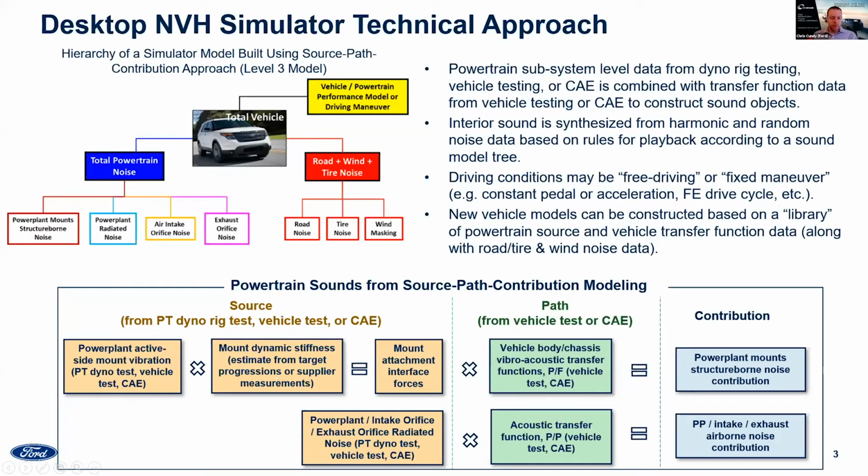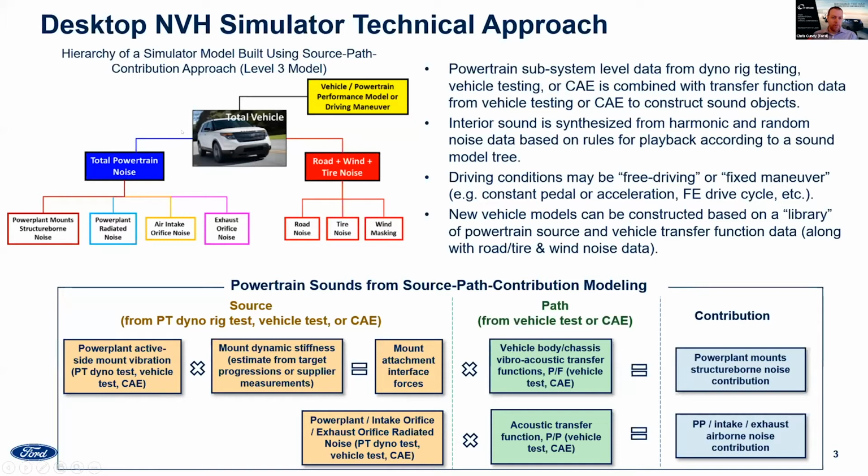We multiply by our estimated mount stiffness to get mount attachment forces. We then have a vibroacoustic transfer function of the vehicle. This comes from a surrogate vehicle test, possibly from CAE, and that gives us the total interior noise contribution of the power plant mounts. Likewise, for an airborne source, we can take our source level data, combine that with an acoustic transfer function to get the interior noise.